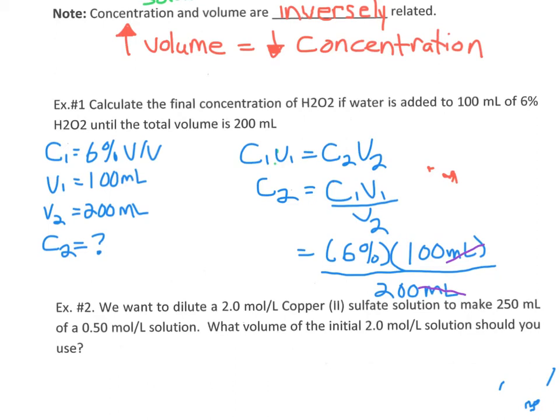If you punch this into your calculator, you are going to end up with a final concentration. I'm going to write it up here. CF is going to equal 3%. Okay, so copy this down. Make sure you've got it down. We're going to look at example 2.